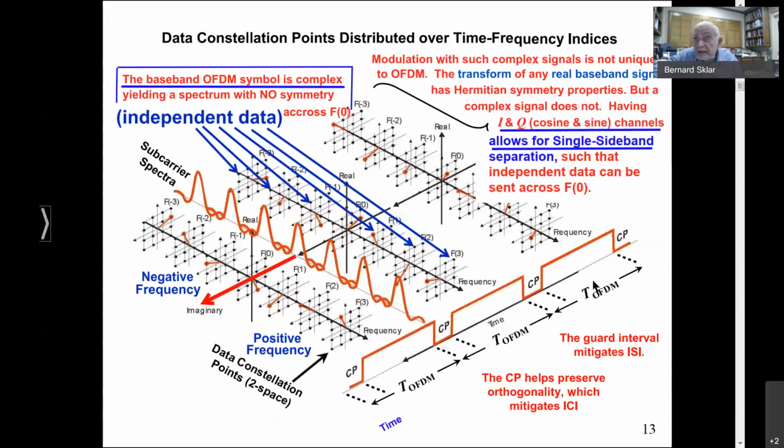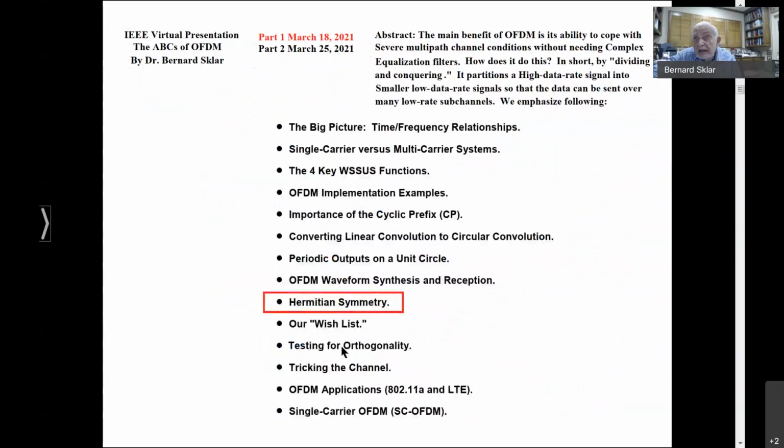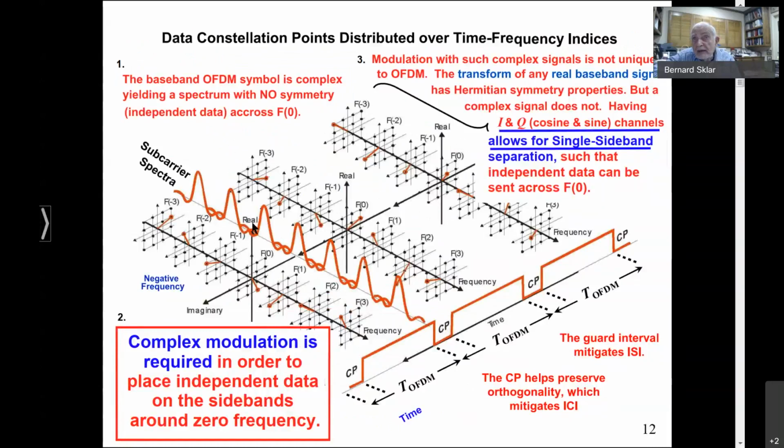And notice that modulation with such complex signals is not unique to OFDM. The transform of any real baseband signal has Hermitian symmetry properties, which we're going to show you in just a moment, but a complex signal does not. Having I and Q, cosine and sine channel, allows for single sideband separation. That's one way we get to put anything we want on either side of this. So keep in mind, again, that's one of the privileges we have with OFDM. We don't have around zero frequency an identical mirror image of what you have here. That's what would happen if you had a real signal.